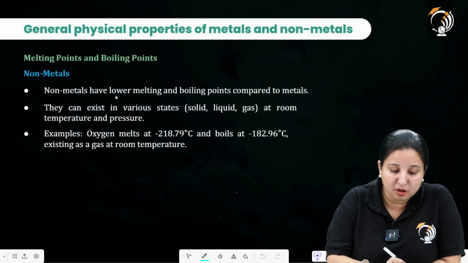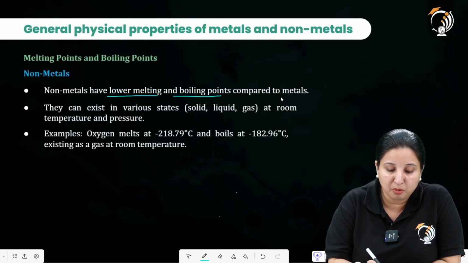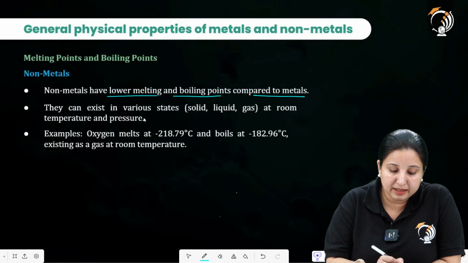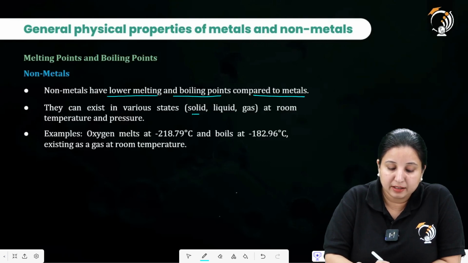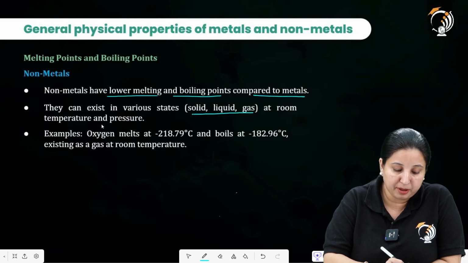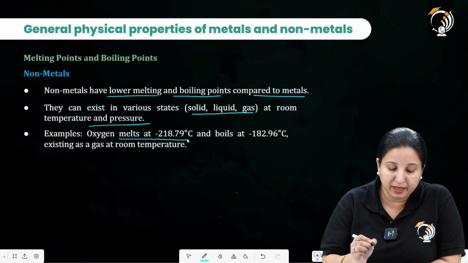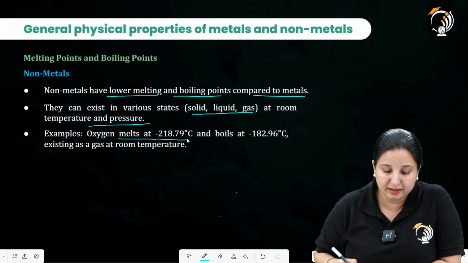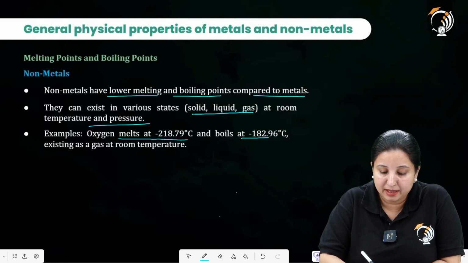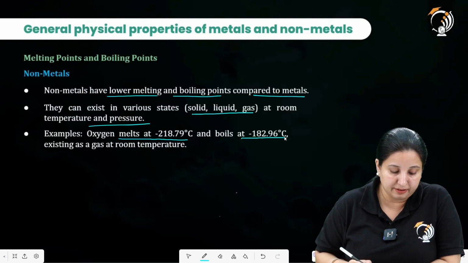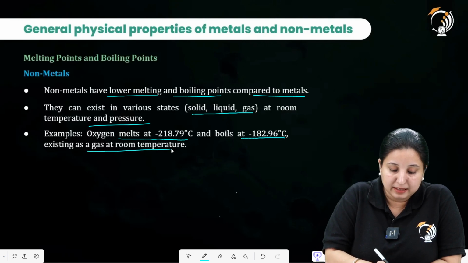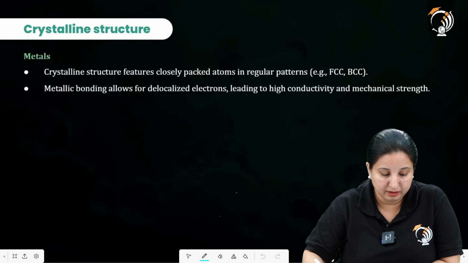Similarly, non-metals have lower melting and boiling points compared to metals, and they exist in various states like solid, liquid and gas at room temperature and pressure. For example, oxygen melts at minus 218.79 degrees centigrade and boils at minus 182.96 degrees centigrade, existing as a gas at room temperature.